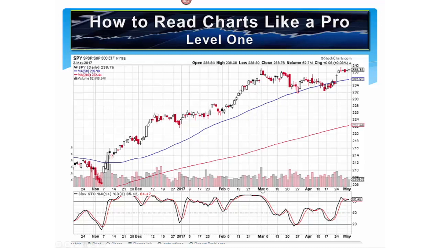So selling short an overbought stochastics in an uptrend, not a good idea. But buying an oversold stochastics in an uptrend, good idea. Okay, I think that's it.